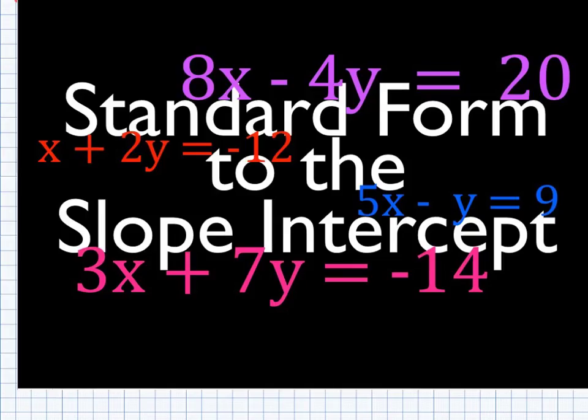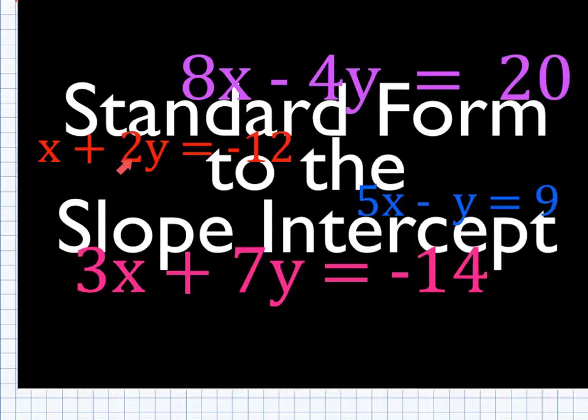So the standard form here, you can see it has 8x minus 4y in purple up here equals 20. And in the standard form, the formula is ax plus by equals c. Here's the x, here's the y, and they both cannot be 0. So that's one rule with the standard form. Ignore the rest of this standard form to slope intercept.